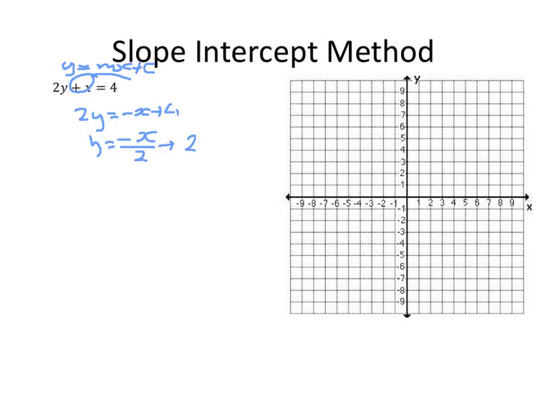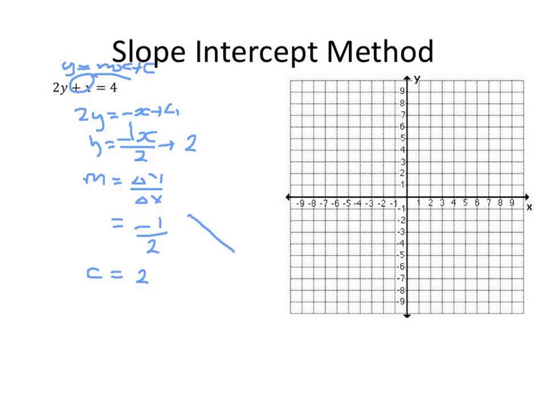I can read off my gradient. And remember, the gradient is going to be our change in y over our change in x. And that change in y in front of the x here is negative 1. So that's negative 1 over 2. That's our gradient. And it's a negative gradient, which means it's going to slope like that. And we can read off our y-intercept, and our y-intercept is at 2.